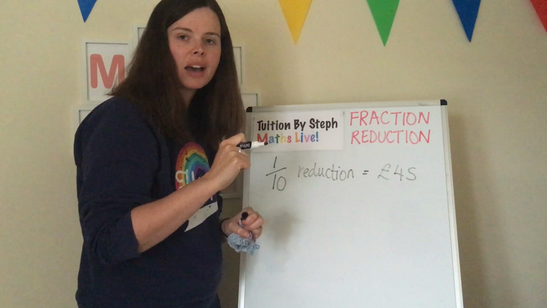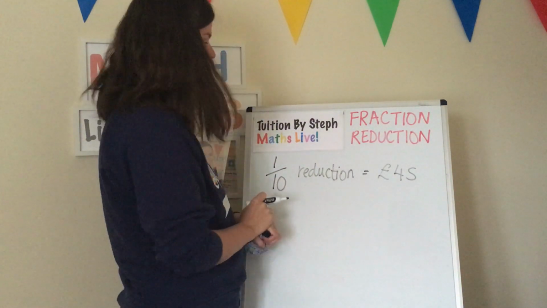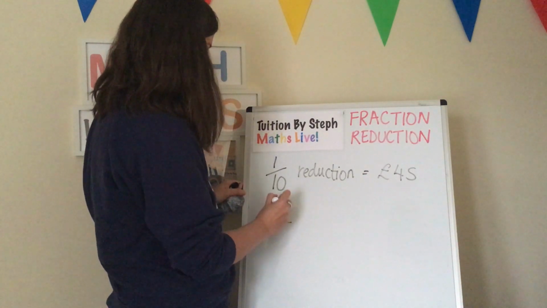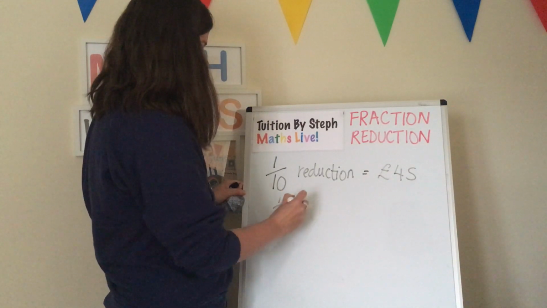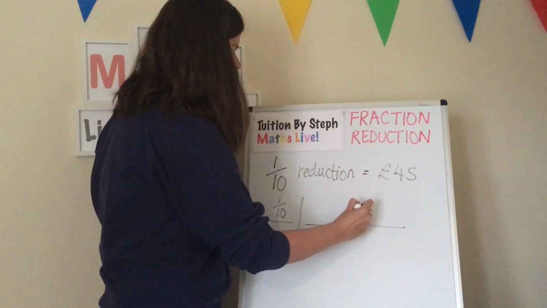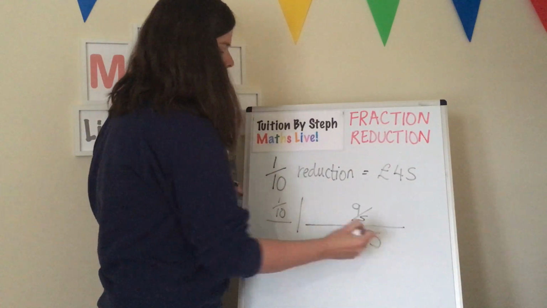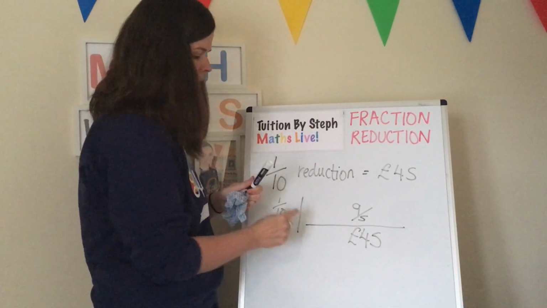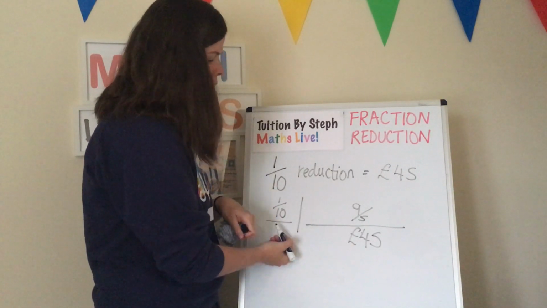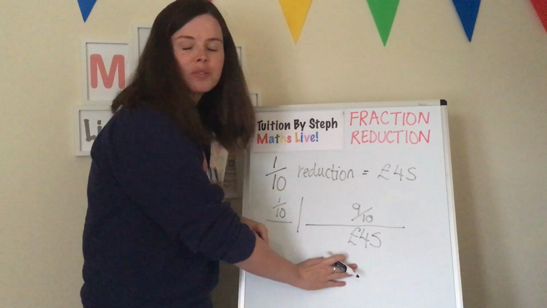Pause it now if you want to have a go, and if you want to watch, or you've had a go, let's see what the original price was. So here's our 1/10, and that must mean that the other 9/10 is £45, and it's split up into groups of 9. 9/10 must have been £45.